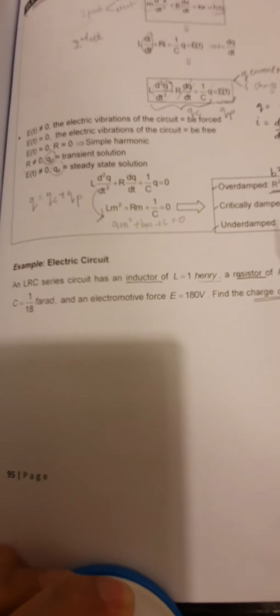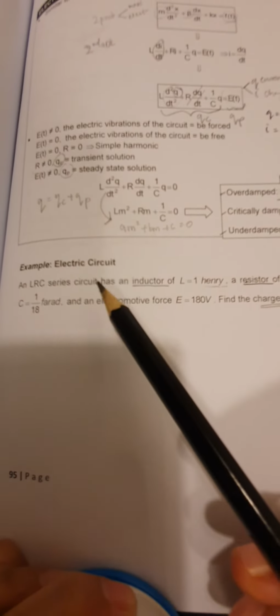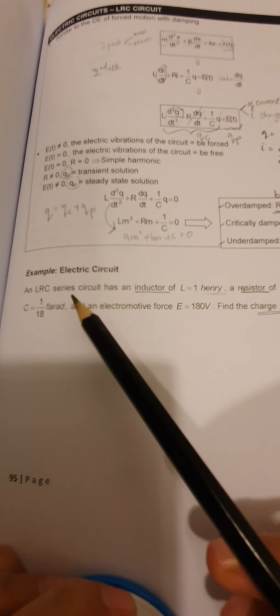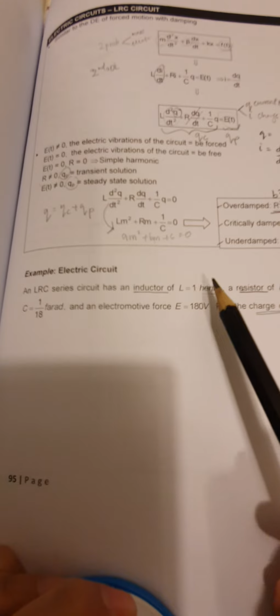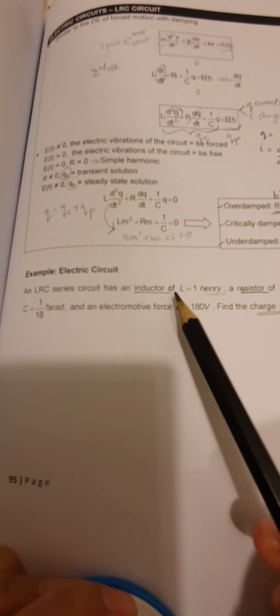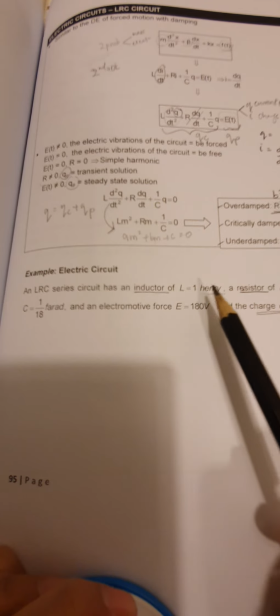Okay, so first dia dah bagi LRC series. Okay, LRC ni maknanya diberi nilai L, R and C. Okay, first you all kumpulkan information yang ada. Okay, tapi yang ni agak senang sebab dia dah bagi nilai L equals to 1 Henry.